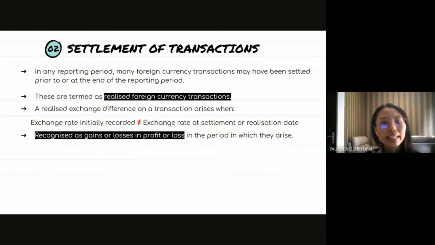In any reporting period, many foreign currency transactions may have been settled prior to or at the end of the reporting period, and this is termed a realized foreign currency transaction. A realized exchange difference will arise when the exchange rate that we initially recorded is different from the exchange rate at the settlement or realization date, and this will be recognized as a gain or loss in P&L.